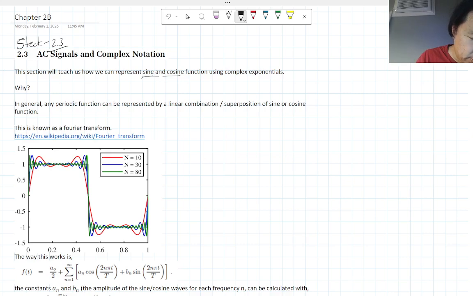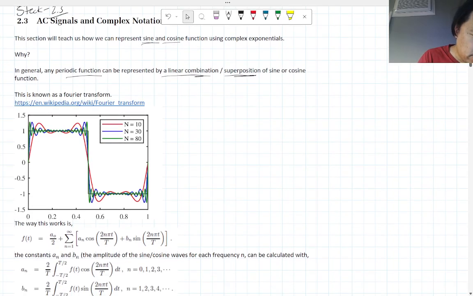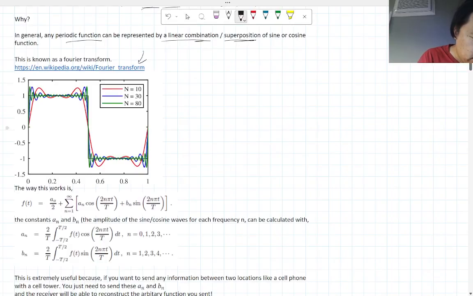And so you can actually represent any periodic function as linear combinations, also known as superpositions, of sines and cosine function. And this is known as a Fourier transform. So for example, even a step function like this, that is kind of hard to see out here, but there's a step function behind here that's basically a box shape.